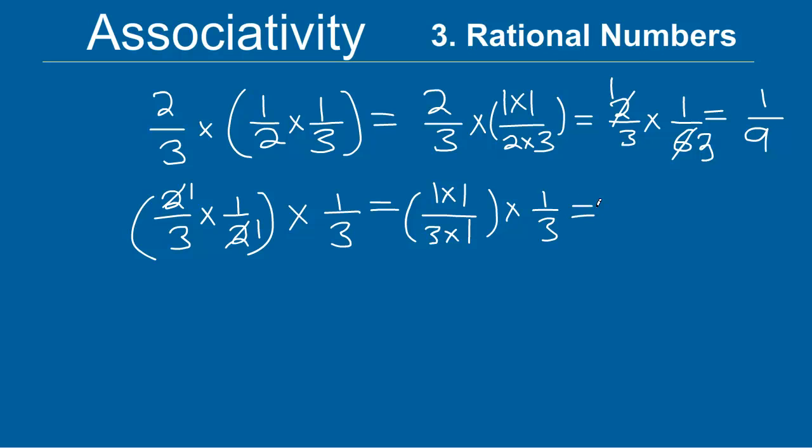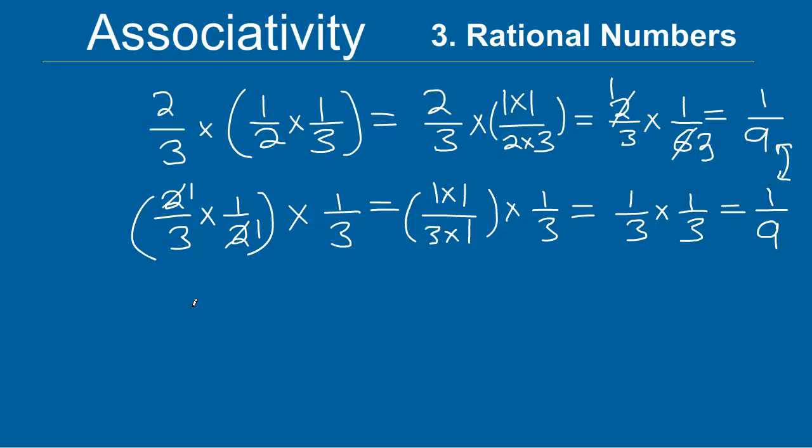So 1 times 1 is 1, and 3 times 1 is 3. So this will be 1 by 3. We multiply that by 1 by 3 again, which is here. And this will give us 1 by 9. So we see that these two values are actually equal.